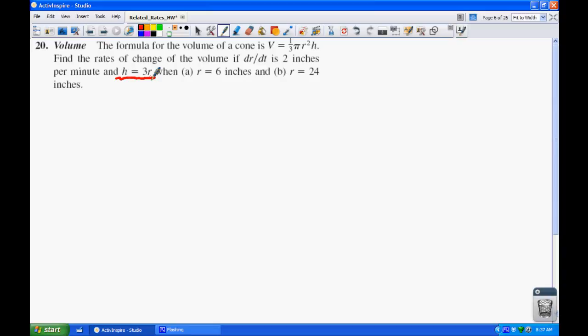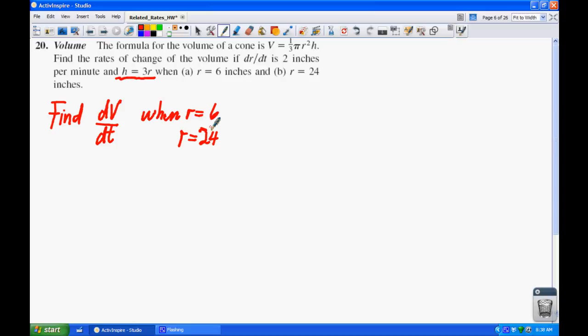All right? So let's write down what we have. What do we need to find? The rate of change of the volume. So that's your derivative. You need to find dV/dt when r is equal to 6 inches and when r is equal to 24. So two different problems, two different answers.